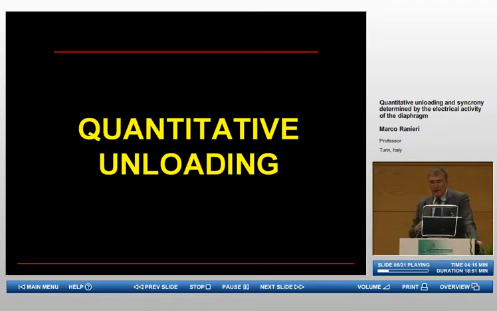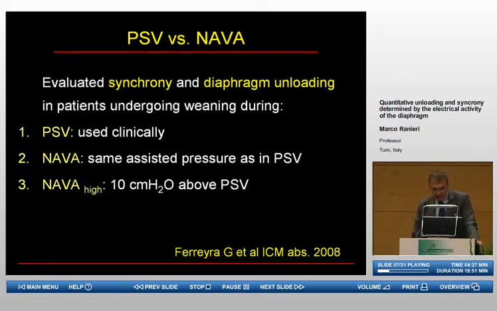Let me see if in our clinical research experience, the quantitative unloading may play a physiological role. This is a study that Gabriela Ferreira presented a few minutes ago, because I got an SMS saying that this was a very successful presentation. Right, Gabriela? Good. In her study, she evaluated synchrony and diaphragmatic unloading in patients undergoing weaning from mechanical ventilation during pressure support ventilation that is clinically set, during NAVA setting the level of unloading to provide the same pressure as in pressure support, and setting NAVA 10 centimeters above the clinically set level of pressure support.